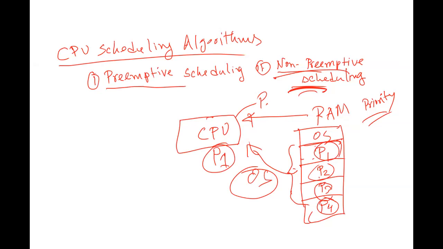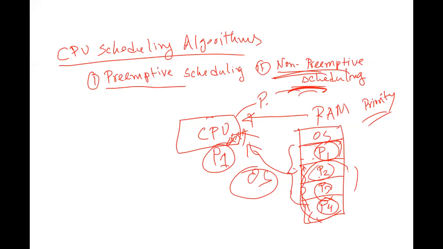Okay, in case of non-preemptive scheduling algorithms, the CPU cannot preempt the process from its running state. It means that P1 is currently running, so it should complete first, and then your OS will schedule the process which has the higher priority. Once a process runs inside the CPU, it cannot be preempted. The CPU cannot stop it, even though a higher priority process is available inside the RAM. This is the non-preemptive scheduling algorithms.